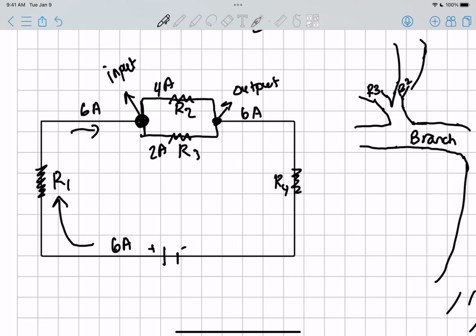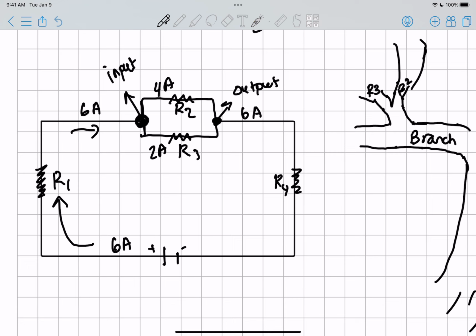I don't want it to split off. How can I create a combined resistor, or a pseudo-combined resistor, that would replicate the resistance of both of these resistors in one, and then that pseudo-combined resistor would be in series with R1? Well, the idea is something called effective resistance, or equivalent resistance.